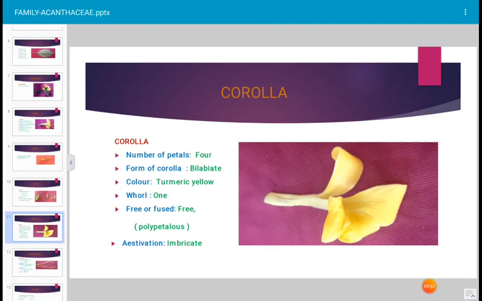They are arranged in one whorl, that is, the whorl of petals is 1, and they are free. Polypetalous condition is there. Aestivation, the arrangement of the petals, is imbricate. That means imbricate aestivation: each petal has two edges. One petal has both edges outside the adjacent petals, and one petal has both edges inside the adjacent petals, and the remaining petals are alternately arranged in the flower. Such an arrangement is described as imbricate aestivation.